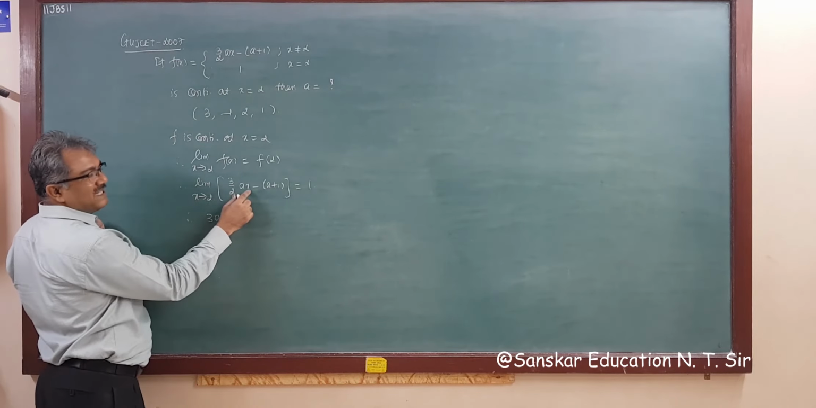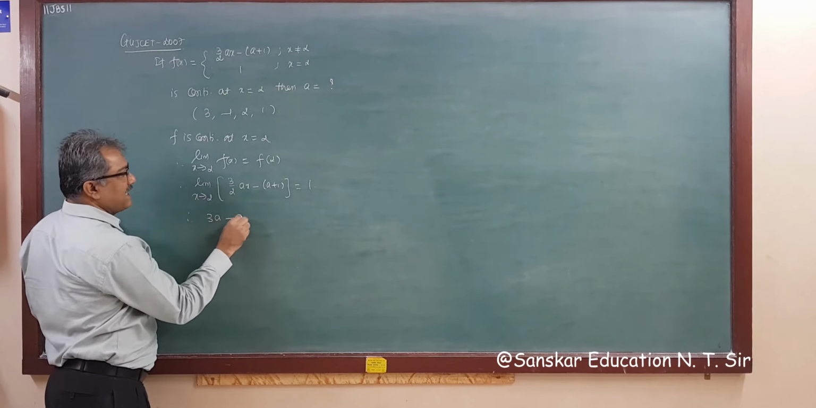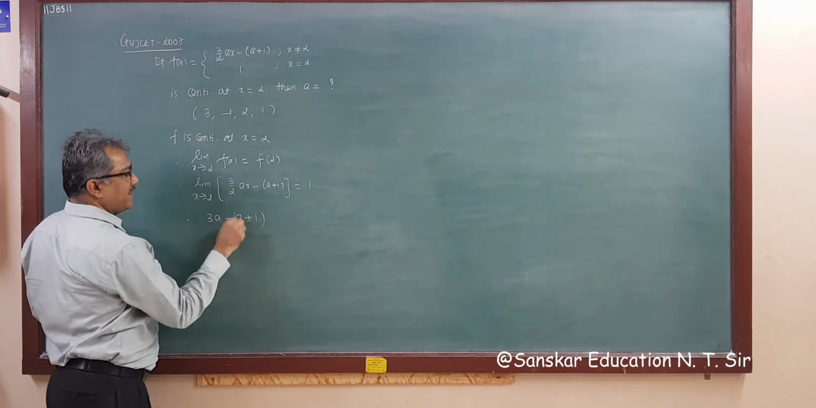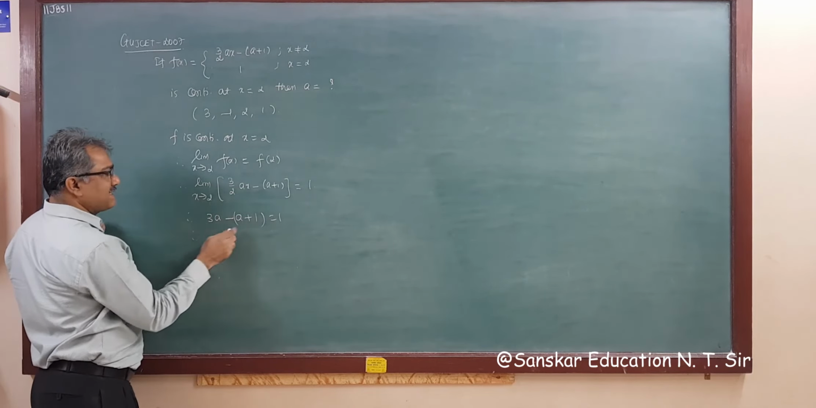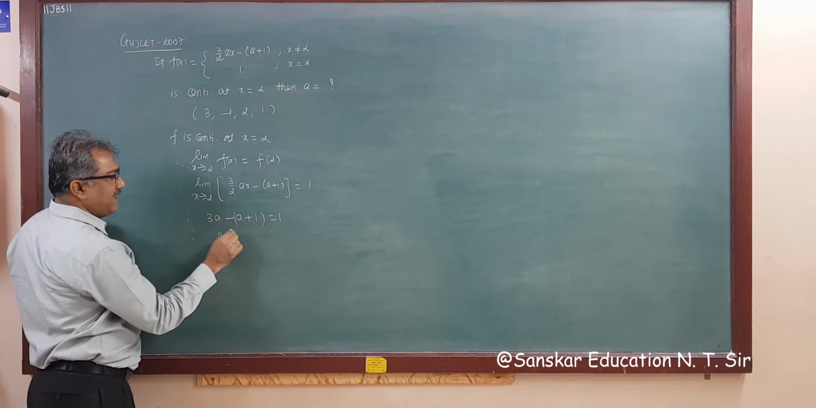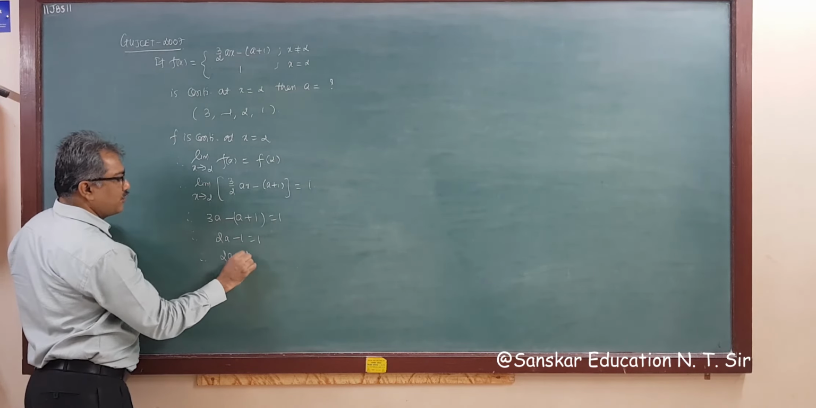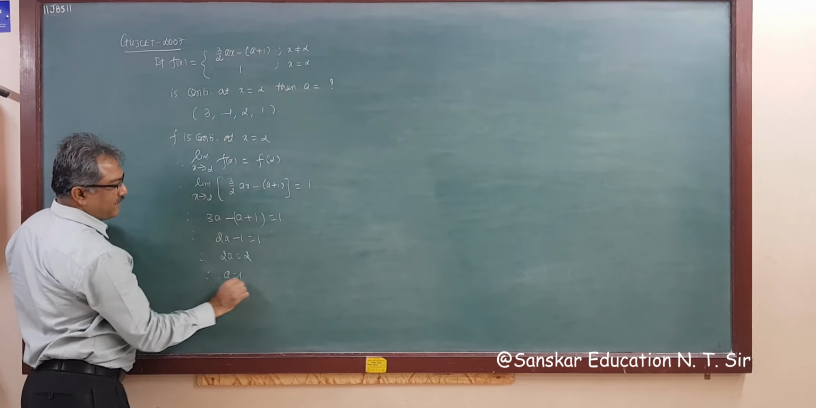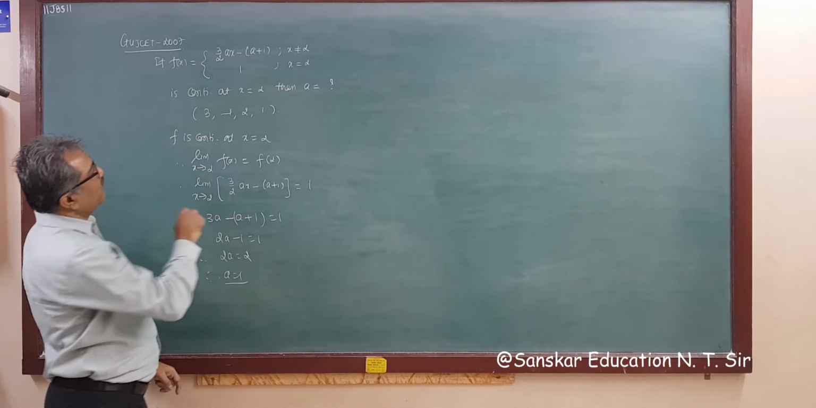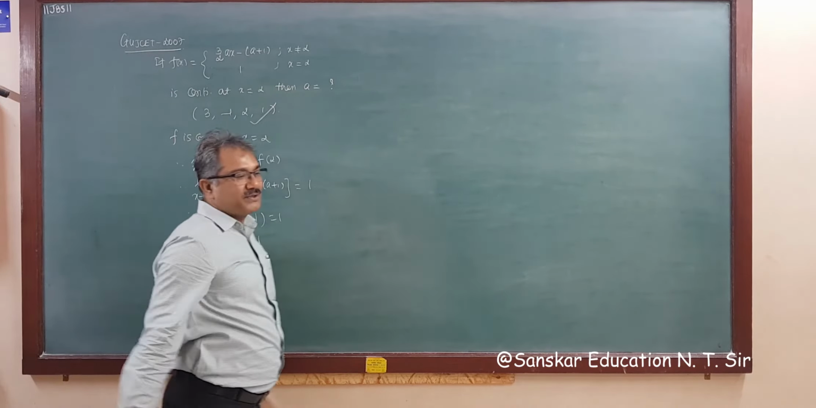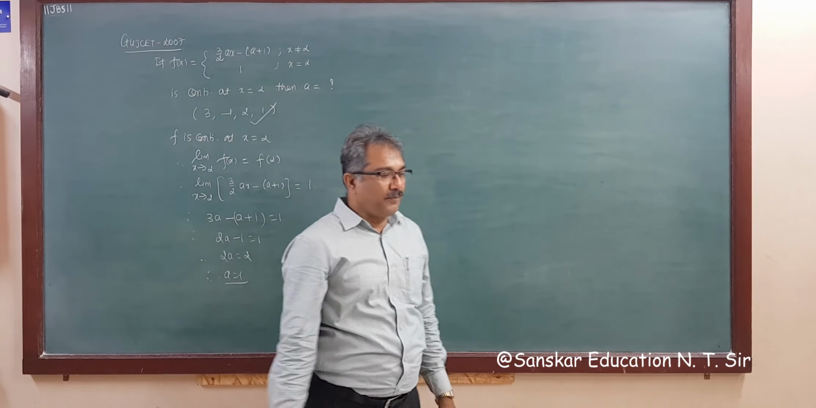3a, 2 cancel, if you substitute x, minus a plus 1, right, is equal to 1. That is 3a minus a is twice a, minus 1 is equal to 1, so twice a is equal to 2, so you will get a is equal to 1. So a is equal to 1 is your proper answer. So option D is your proper answer.